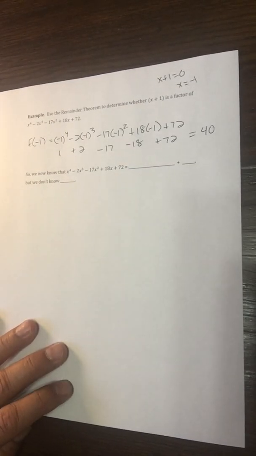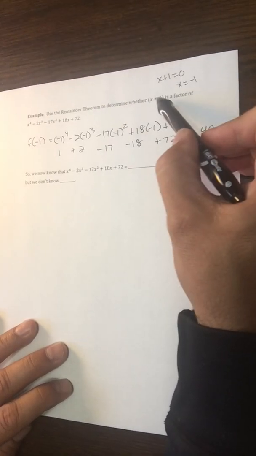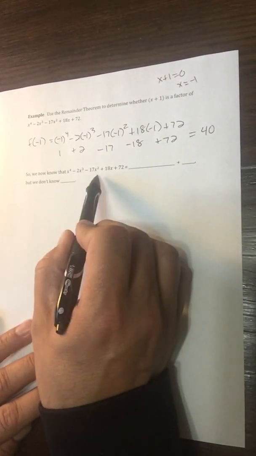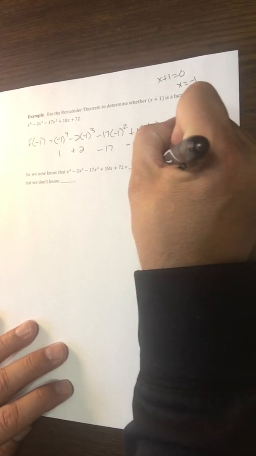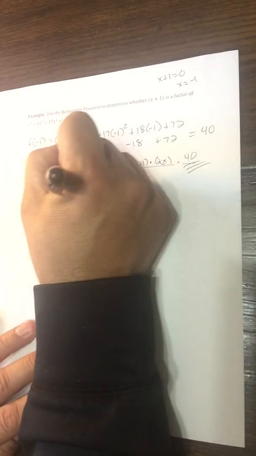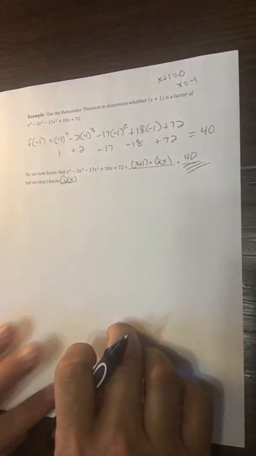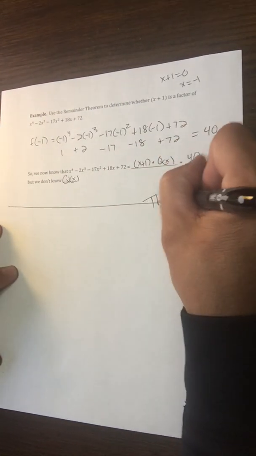So the remainder, when I do this division, is not equal to 0. It's equal to 40. Therefore, that's not a factor. So we now know that this polynomial is x plus 1 times some quotient, but it's plus 40. We don't know the quotient, but it doesn't matter because it's not a factor anyway. Okay? Technically, that's the end of the story. That's the end of your notes.